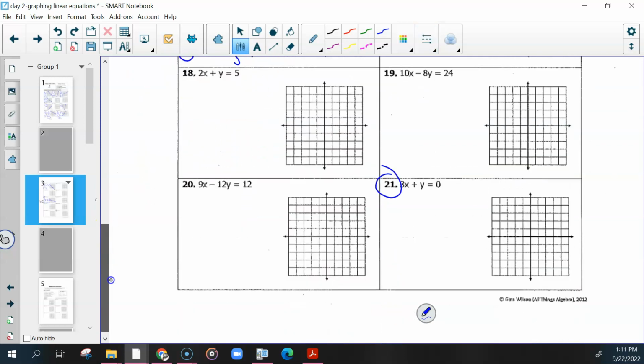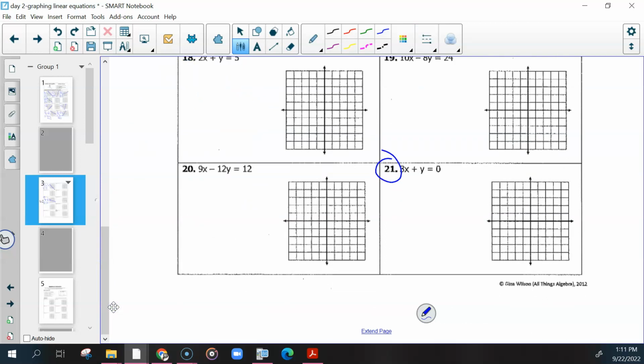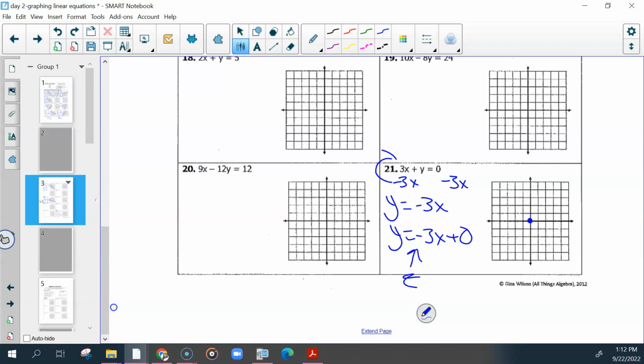Right, and then 21. What's the first step? Minus x. No. Yeah, minus 3x. With this one, because we subtracted it with 0, you can either leave it like this or put y equals negative 3x plus 0, either or. So then we would start at 0, and we can go up and left or down and right. And that's as far as we could go with that.